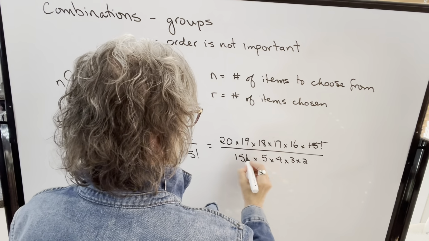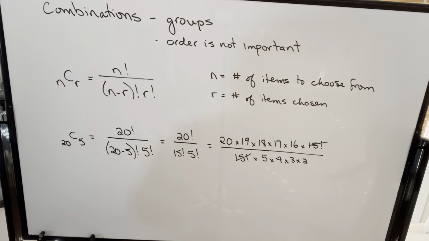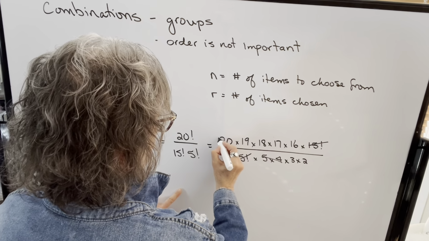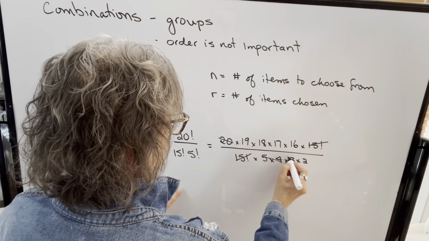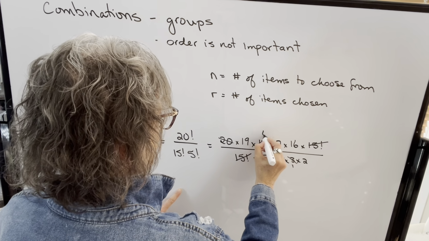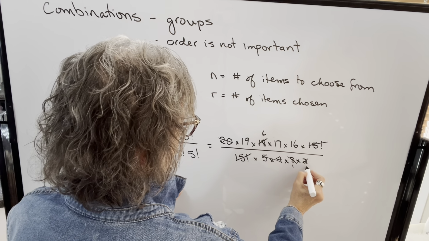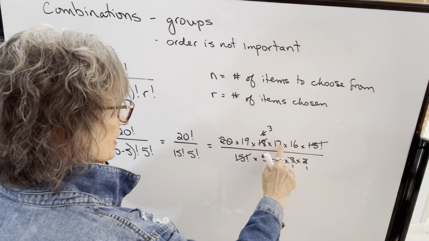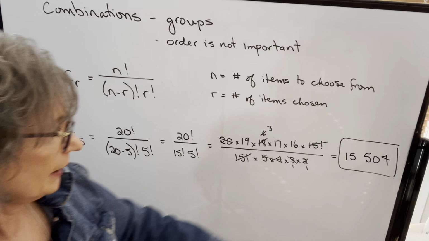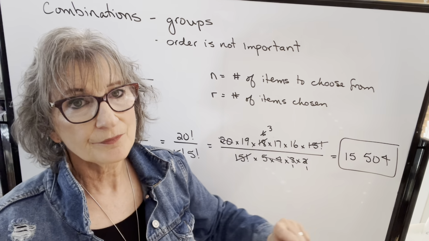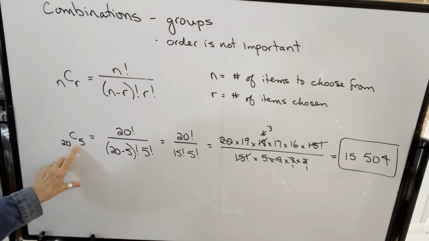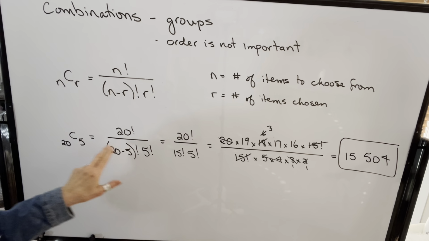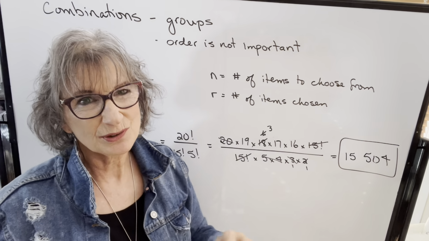I'm going to cancel the 15 factorial, and I'm going to do a little bit more canceling before I actually do the calculations. 5 times 4 is 20. That goes into 20. And then I have 3 goes into there once, and 3 goes into there 6 times. Then I have 2, which goes into there once, goes into there 3 times. So now I'm just going to multiply 19 times 3 times 17 times 16, and my answer is 15,504. Now if we would have taken the permutations, remember that value was over 1 million, and if we would have divided by 5 factorial, we could have found the answer that way as well. So a little bit of a shortcut.